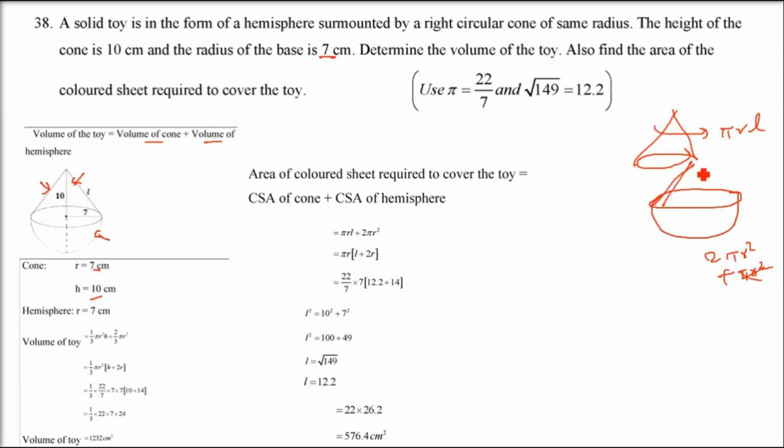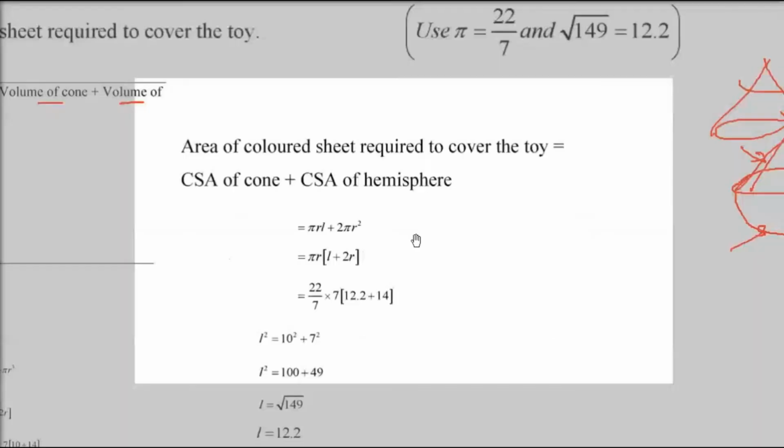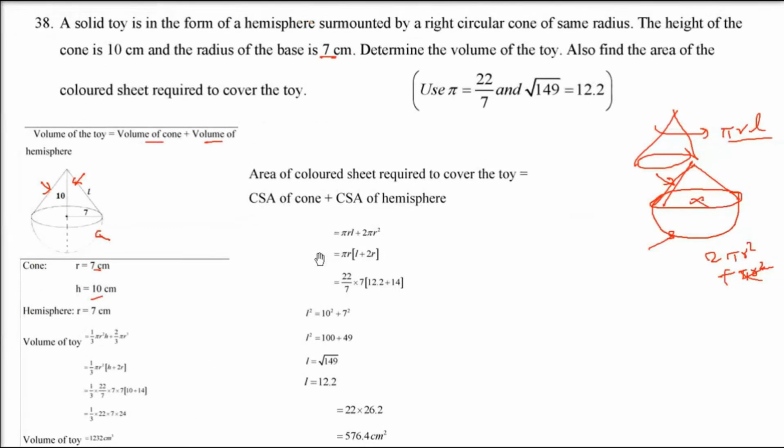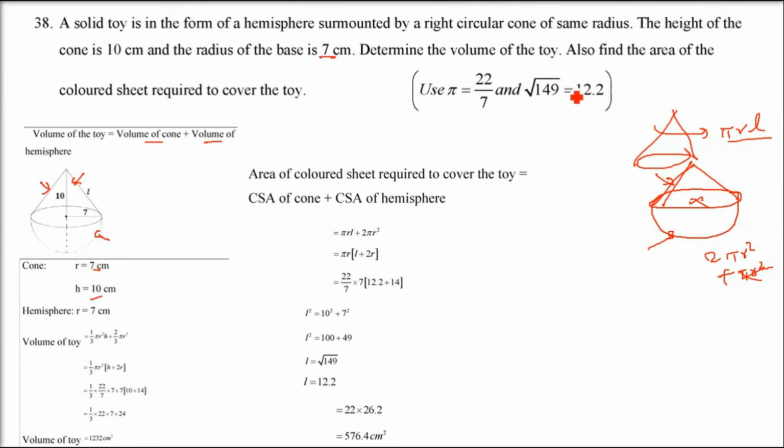So pi r L plus 2 pi r square, if you combine them, that is going to be the curved surface area. For that you can take pi r common, L plus 2r. So we need to add them here, but L is not known. How about L? Under root 149 is given, so it's quite easier for us.